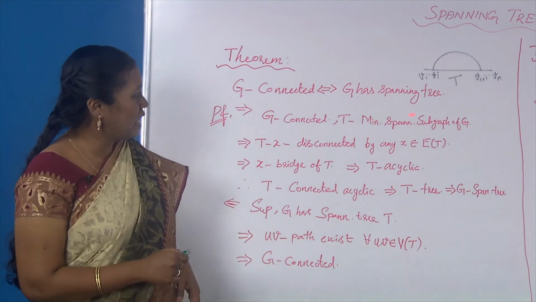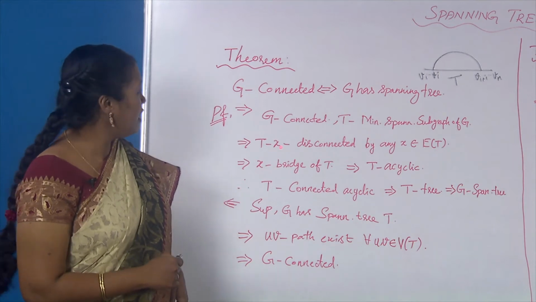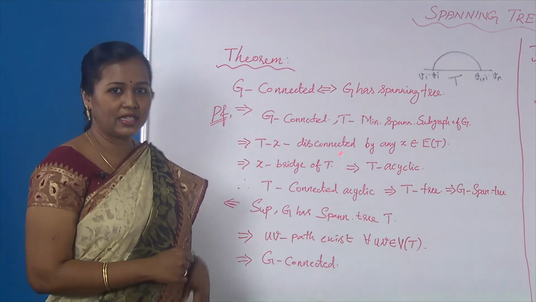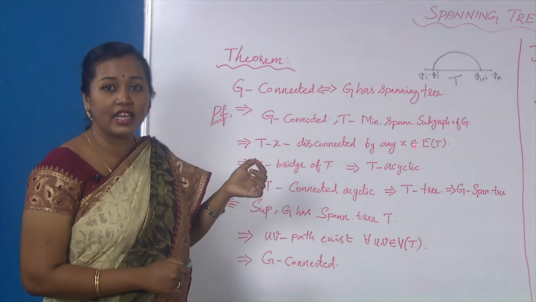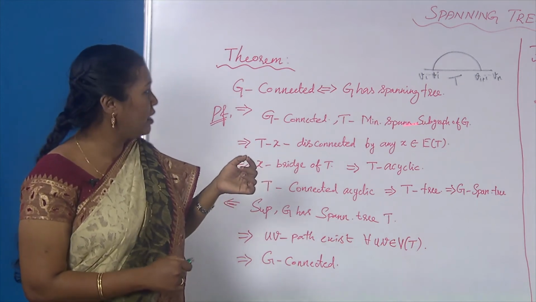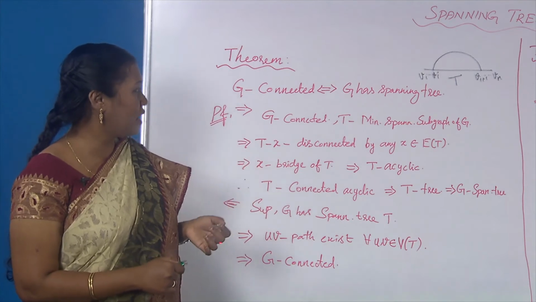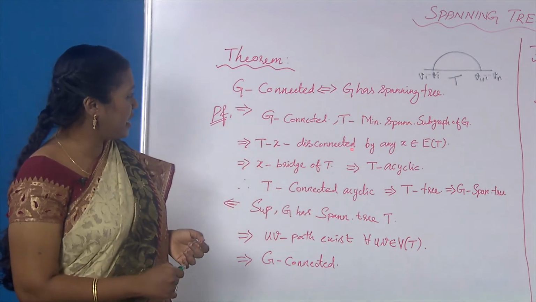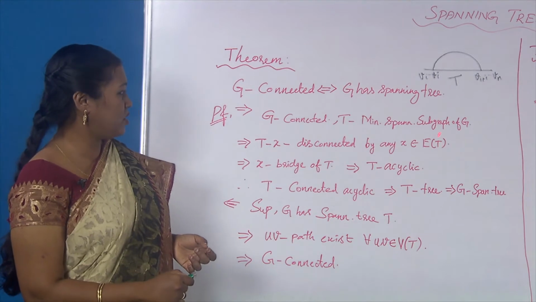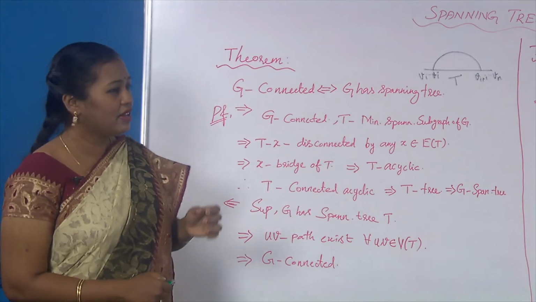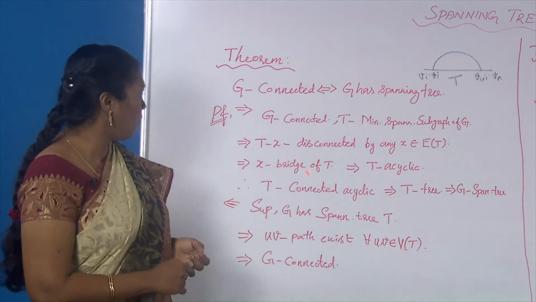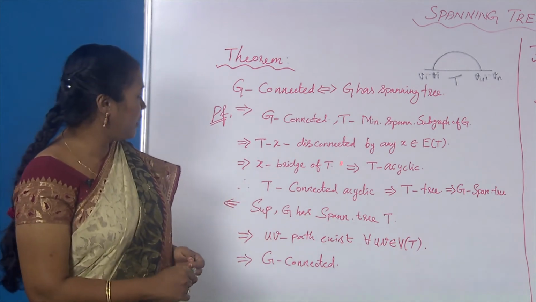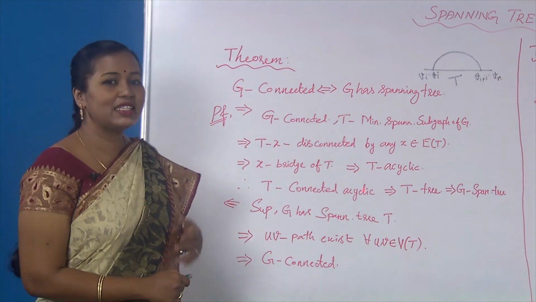Since it is a minimum spanning subgraph, T minus x is going to be disconnected by the removal of even one edge. That edge can be any edge in the edge set of T, which is the minimum spanning subgraph. So, T minus x is disconnected for any x belonging to the edge set of T, which implies that by this property I can call x a bridge of T. So, x is a bridge of T, which means that T is acyclic.